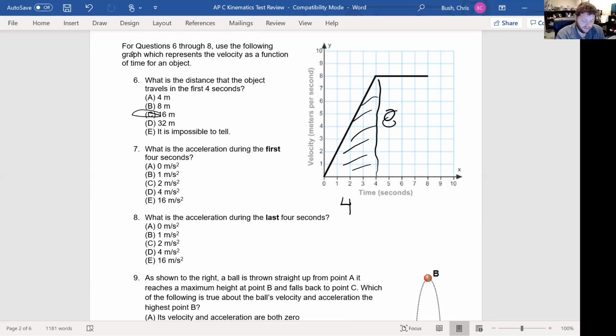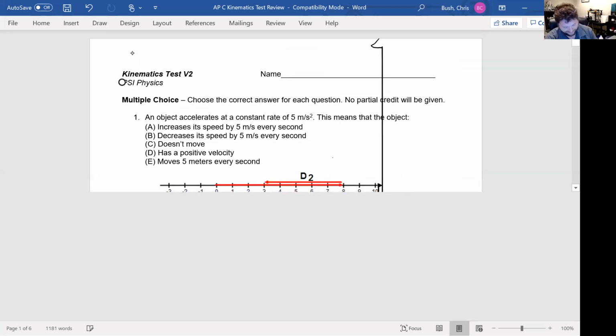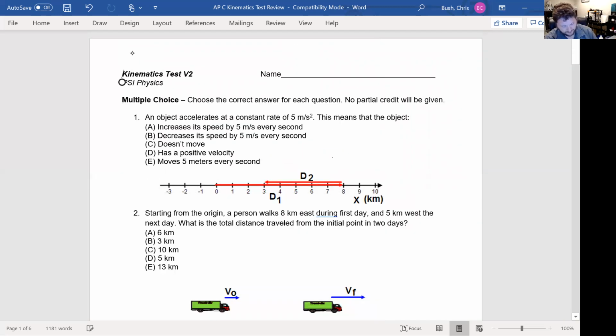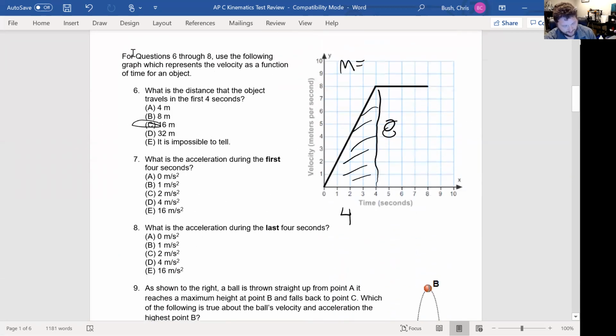Likewise, for number 7, what is the acceleration during the first 4 seconds for a velocity versus time graph? If you're just jumping to this question alone, go back to my spiel before, but the slope of a velocity versus time graph is going to tell us acceleration. So slope, remember, is rise over run. It's delta y over delta x. So we go up 8, we go over 4. So that's 8 over 4, which is going to be 2. And that's going to be the answer for that one.